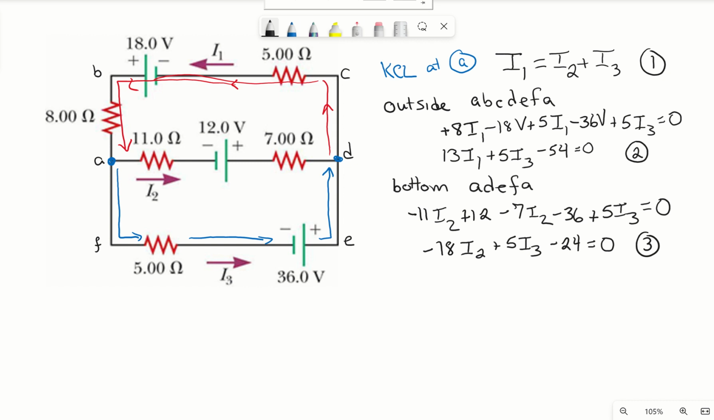If I were to do the top loop, that would be A to B to C to D to A.